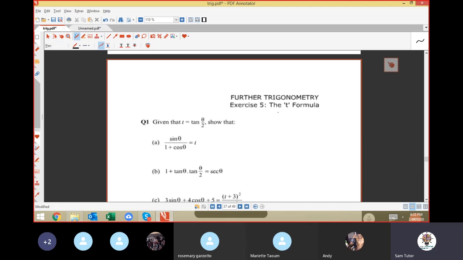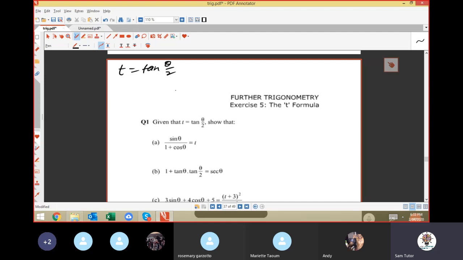The best way to memorize your T formula: the idea with this is we've done double angles, so we did sine 2 theta and cos 2 theta. These are called double angles because they're multiplied by 2. T formula is half angles, so you're halving the angle. We're representing tan theta on 2 as the letter T. It just simplifies it rather than trying to write fractions within fractions.